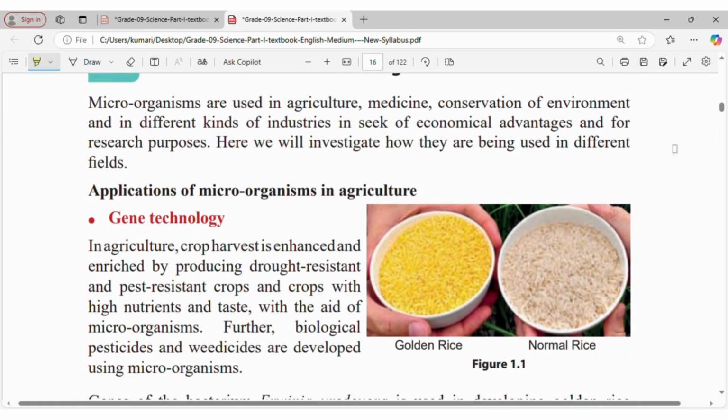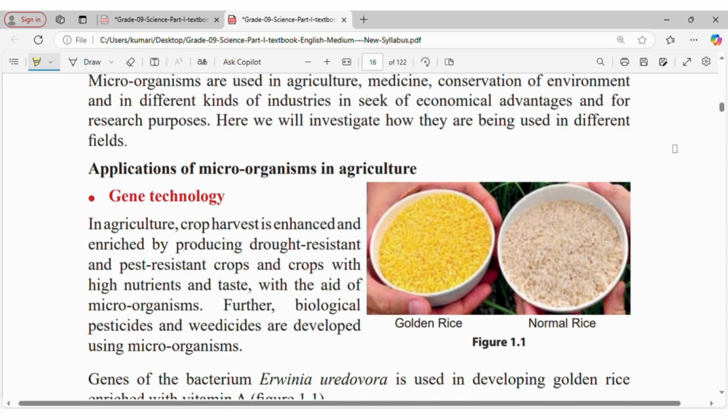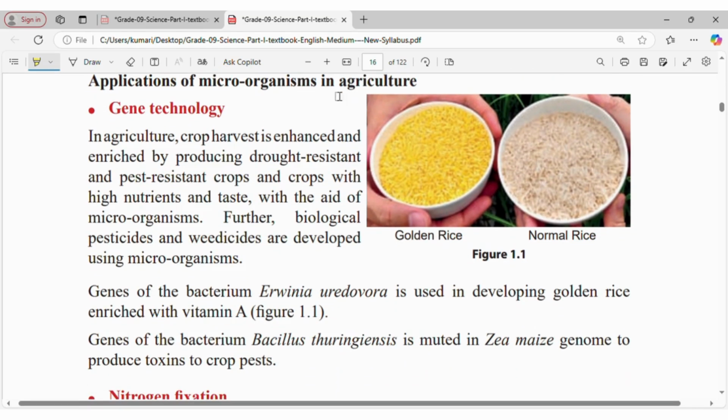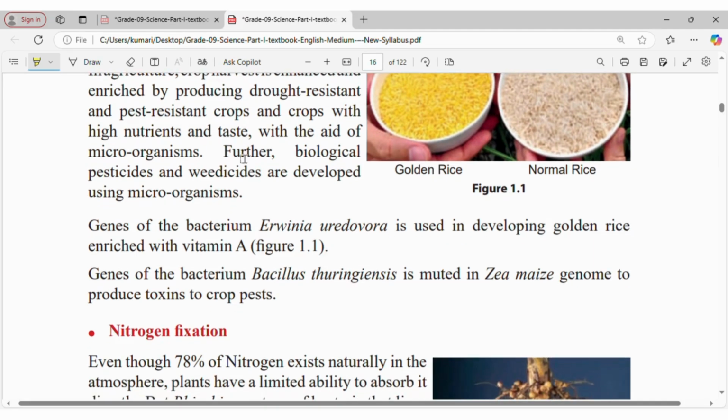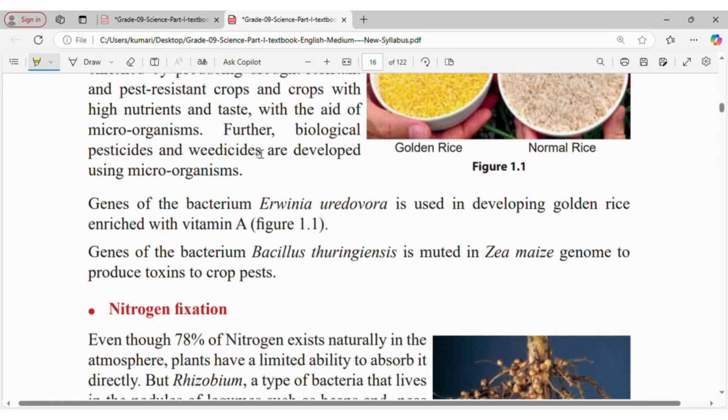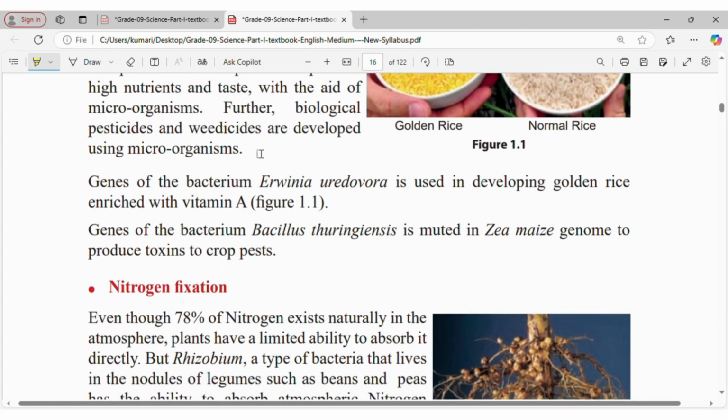Beneficial effects of microorganisms. You can see that I am skipping some parts of the lesson because they are not very useful. So these are some fields where we are using microorganisms in day-to-day activities. Application in agriculture, gene technology in agriculture. Crop harvest is enhanced and enriched by producing drought-resistant and pest-resistant crops and crops with high nutrient value and taste with the aid of microorganisms. Further, biological pesticides and weedicides are developed using microorganisms.